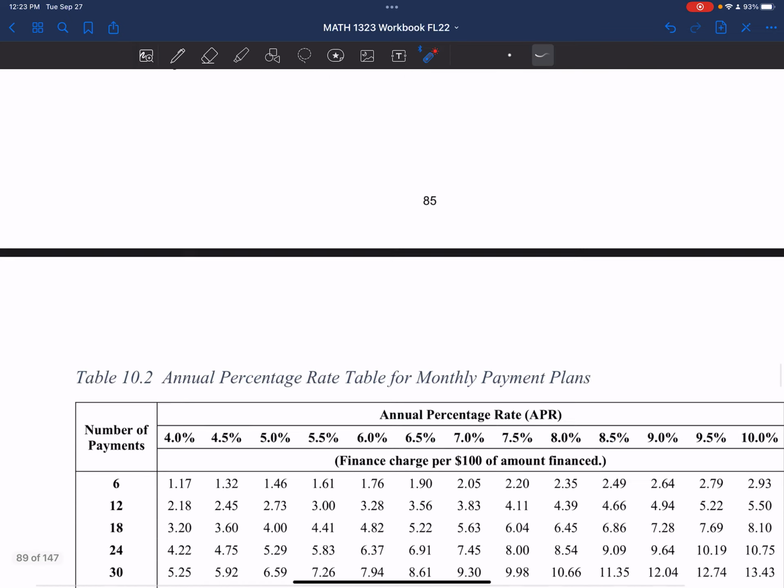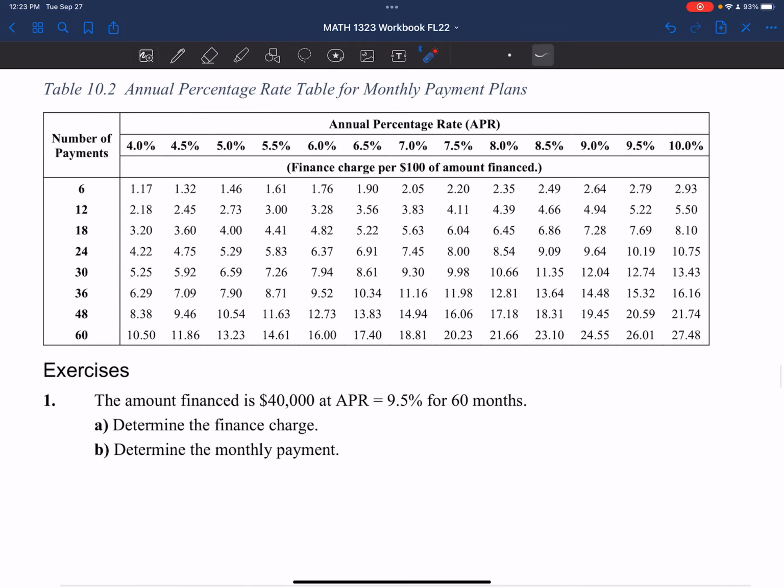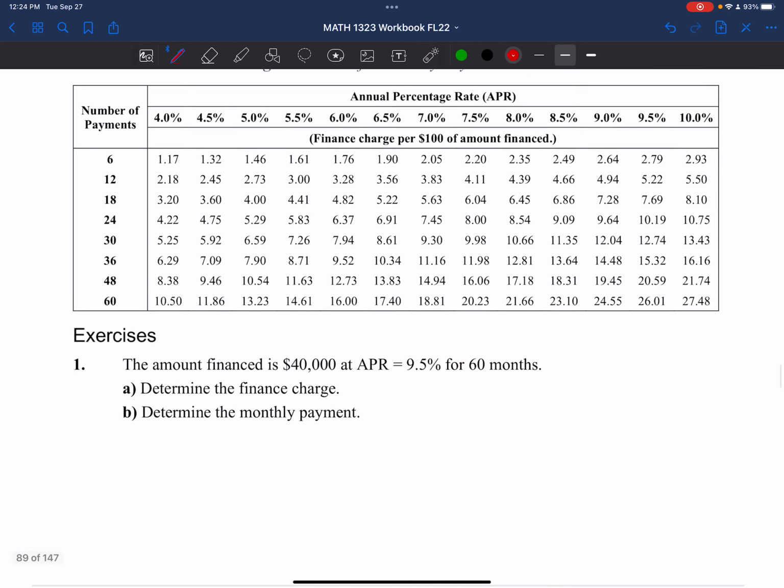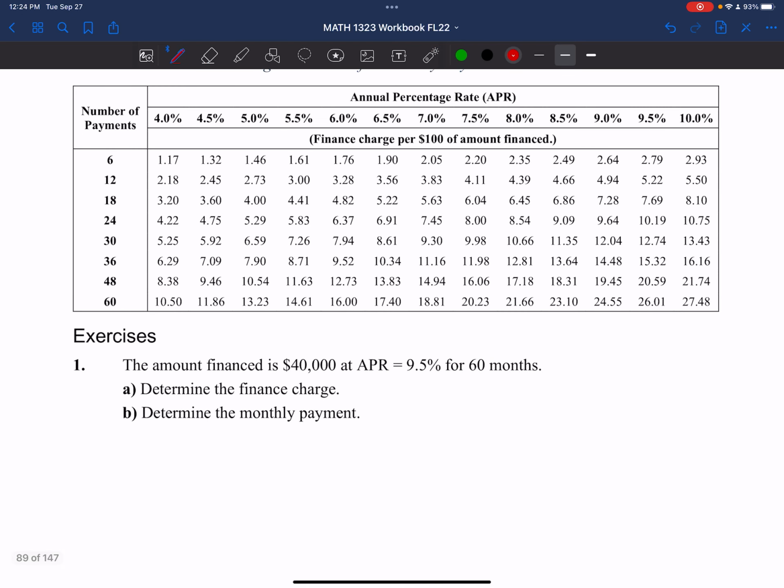So let's do some computations. There are 2 exercises right here. In number 1, you're told that the principal or the amount financed is $40,000, with an APR of 9.5%, and 60 months. So we have everything we need. Remember, there are 2 steps. We need to first determine the finance charge. That was step 1 above. So let's see, part A. I'll put that over here in red. Find the finance charge.